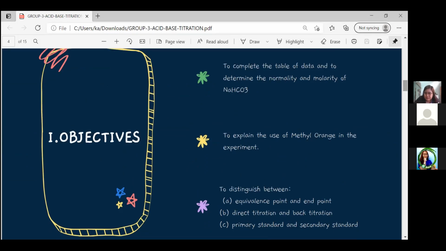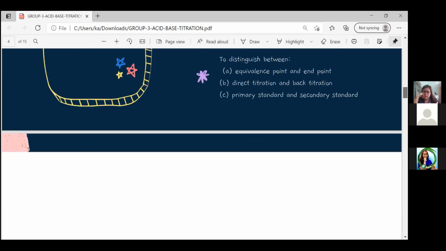So, our objective for this activity is to complete the table of data and to determine the normality and molarity of NaHCO3. The second objective is to explain the use of methyl orange in the experiment. And the third one is to distinguish between equivalence point and endpoint, direct titration and back titration, and the primary standard and secondary standard. Next, please.